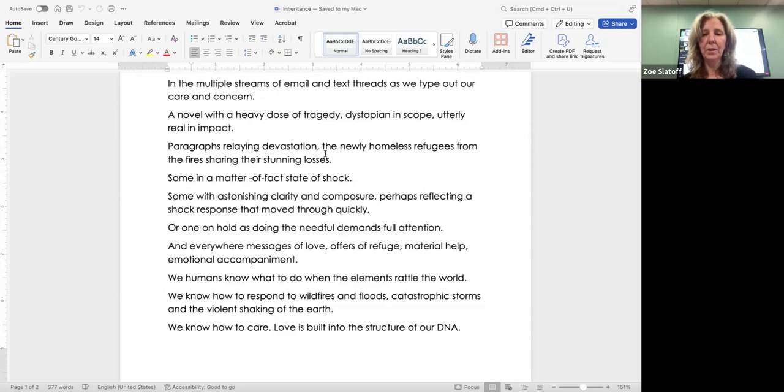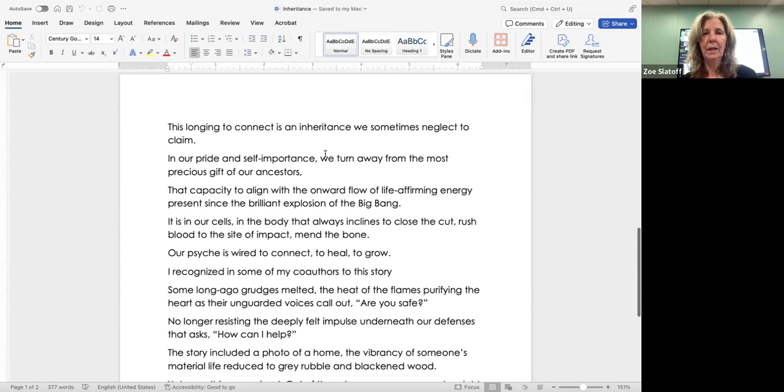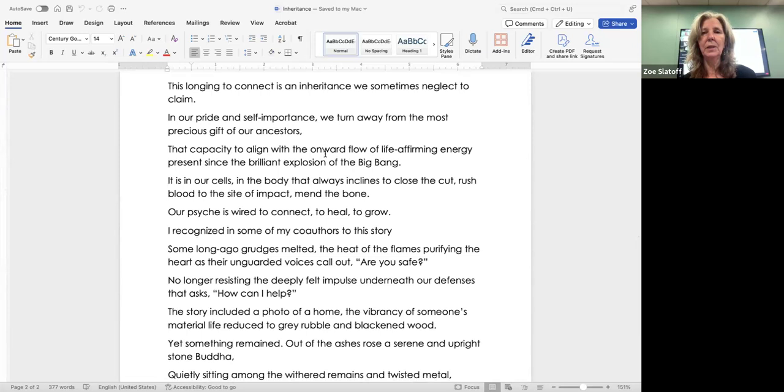Love is built into the structure of our DNA. This longing to connect is an inheritance we sometimes neglect to claim. In our pride and self-importance, we turn away from the most precious gift of our ancestors, that capacity to align with the onward flow of life-affirming energy, present since the brilliant explosion of the Big Bang. It's in our cells, in the body that always inclines to close the cut, rush blood to the site of impact, mend the bone. Our psyche is wired to connect, to heal, to grow.